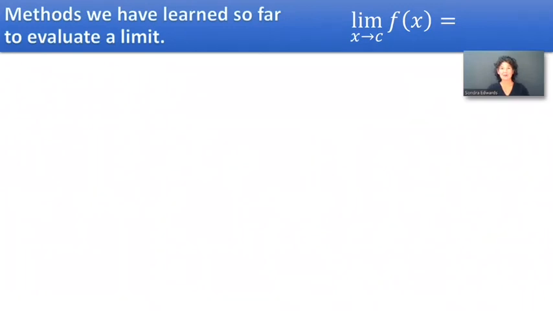Welcome back. This is Mrs. Edwards, and today we are going to be evaluating limits using the algebraic method.